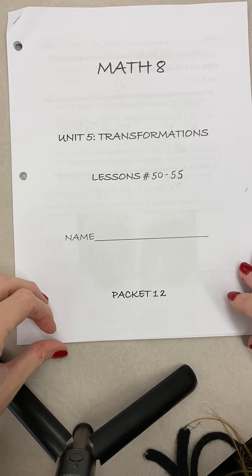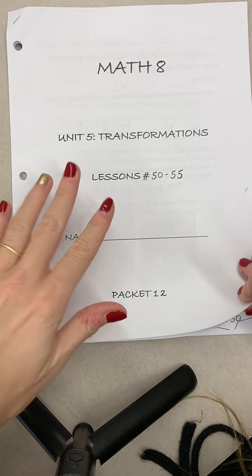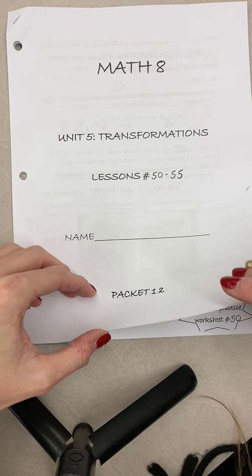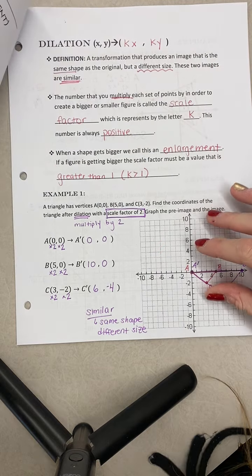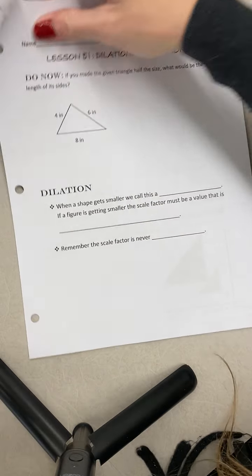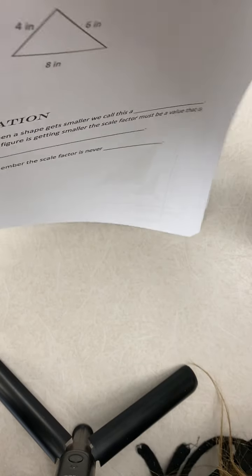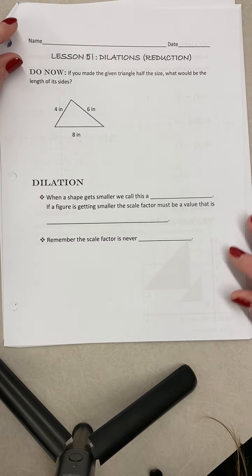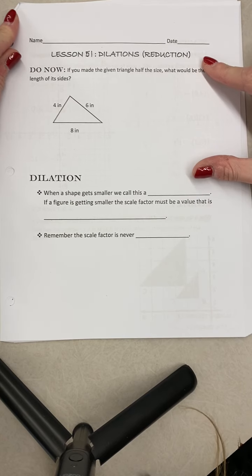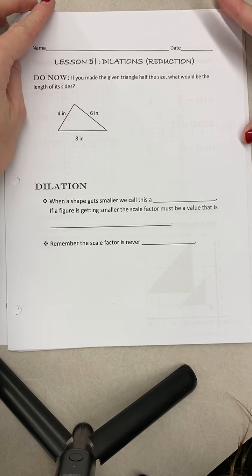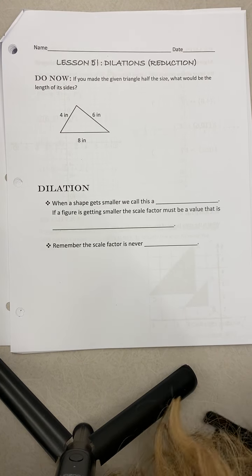All right, so today we're going to continue in the packet with transformations, and we are going to do lesson 51. Yesterday we worked on our dilations when we had an enlargement, and today we're going to work on our dilations if we have a reduction. So there's a quick do now that I would like you to do here, and pause this video to do so, and then come back to check your answers.